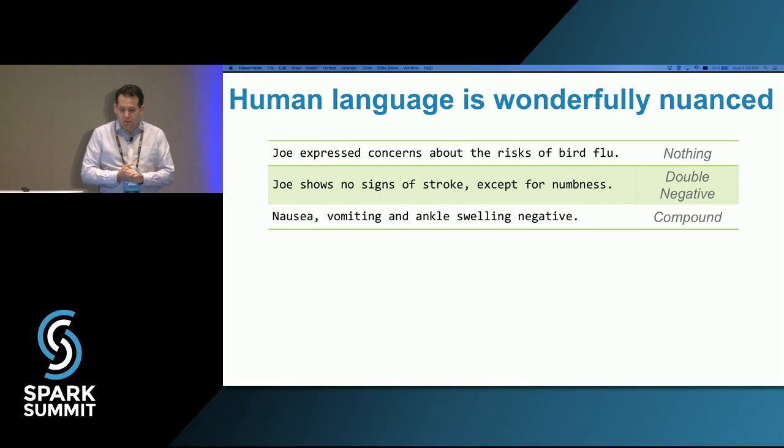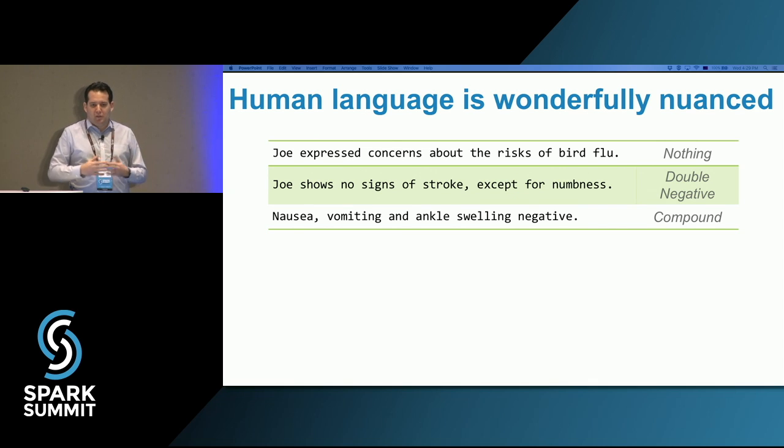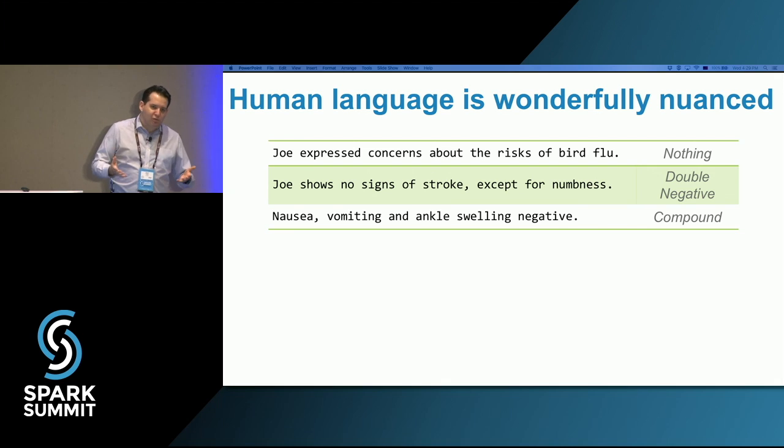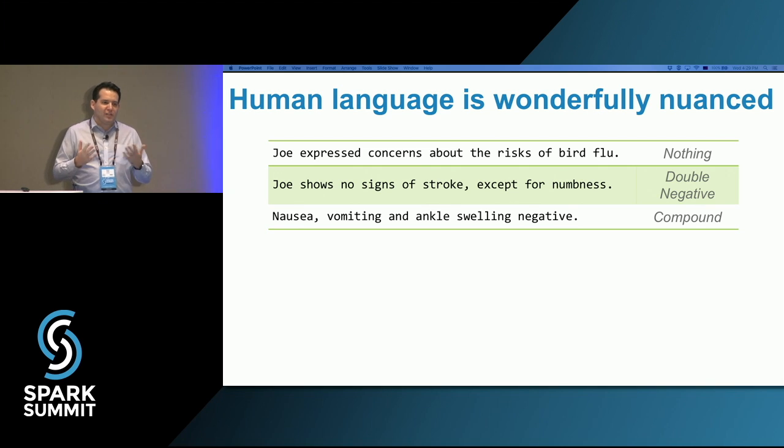So here's one example. Joe expressed concern about the risk of bird flu. So Joe does not have flu, he does not maybe have flu, there's just nothing going on. And to do that, you need to understand that, yes, some human statements are just speculative, or this is how you express these. You need to be able to deal with compound sentences. You need to be able to deal with double negation. You definitely need to deal with irony and all the different ways people use to express things.